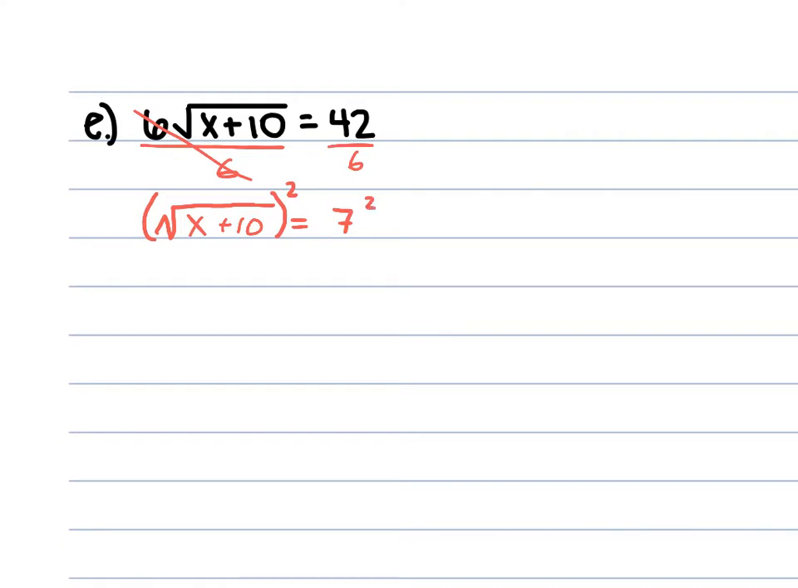So what's the next line going to look like? Yeah, this gets rid of that. So those two things cancel each other out. The whole purpose of squaring them was to get rid of a square root. Next. Minus 10.